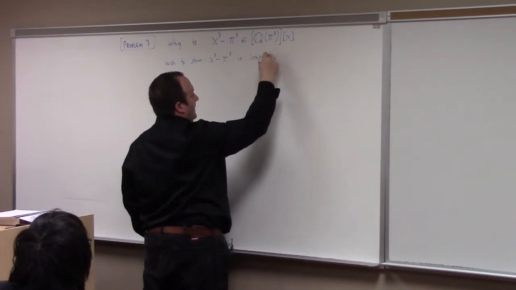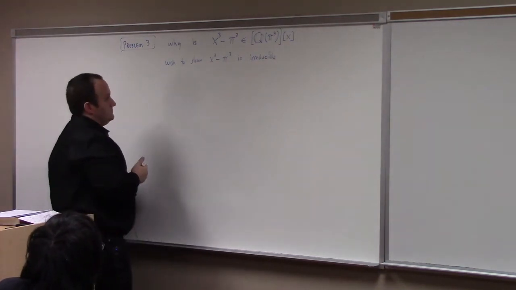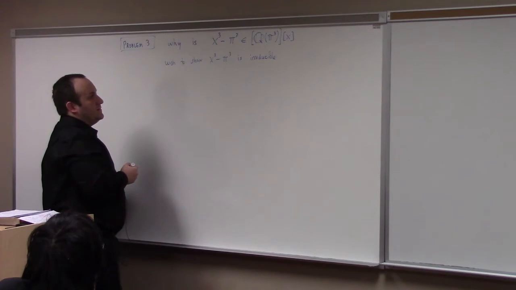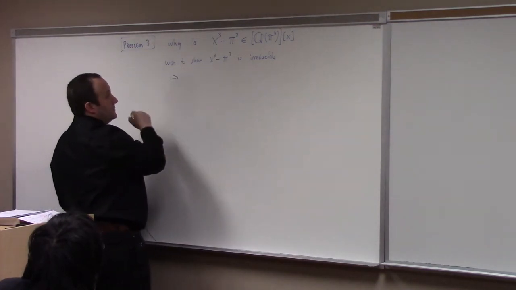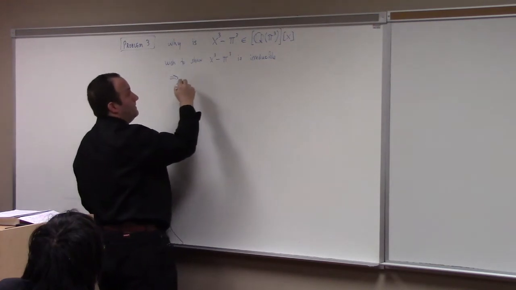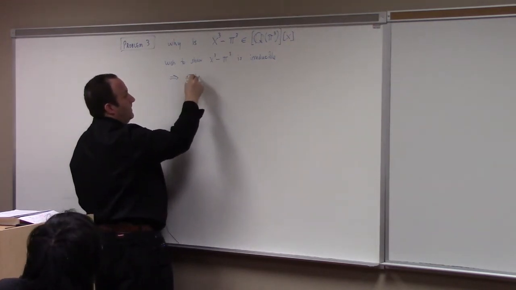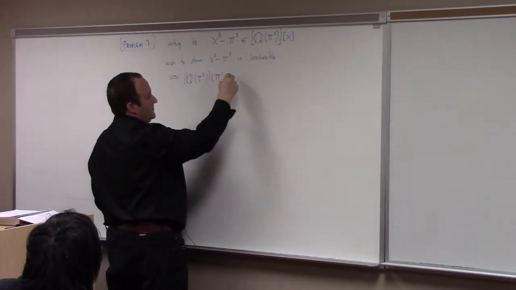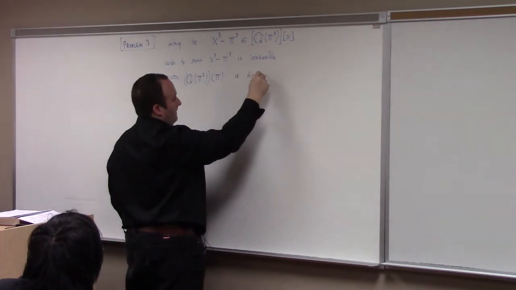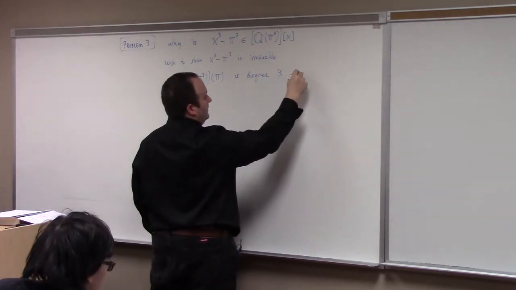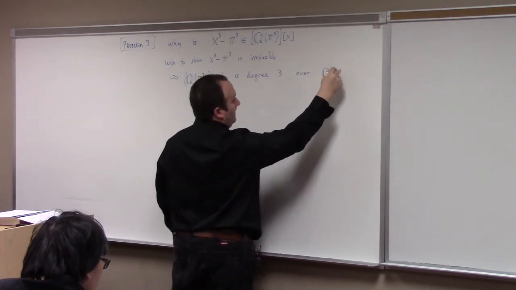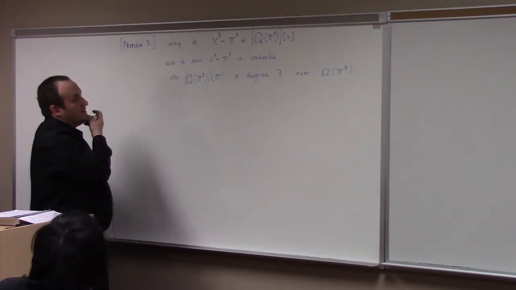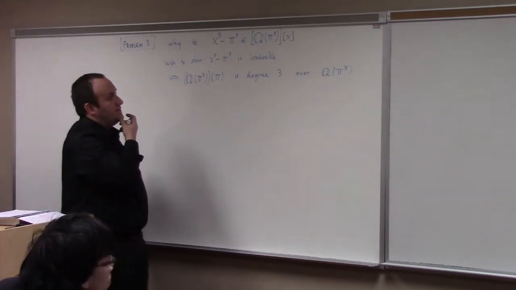So that would show that Q adjoin pi would be degree 3 over Q adjoin pi cubed. And so we're trying to find a basis for Q adjoin pi over Q adjoin pi cubed. If we know that polynomial is irreducible, we know it's degree 3, so then the basis is therefore 1, pi, pi squared. Right. So the question is how to show that that's irreducible over Q adjoin pi cubed.